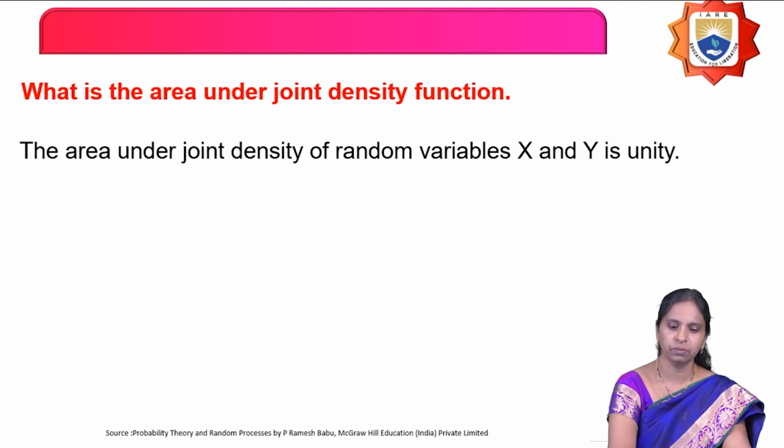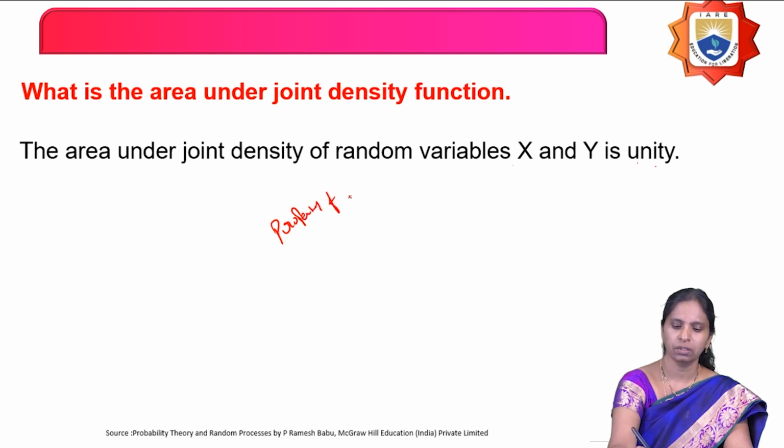The next definition: what is the area under the joint probability density function? The area under the joint density function of two random variables X and Y is equal to what? Unity. So we have seen the properties of the joint probability density function. How do you denote the joint probability density function of two random variables X and Y? It is f_XY(x, y).